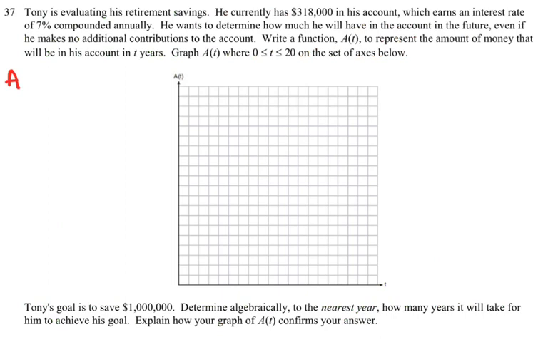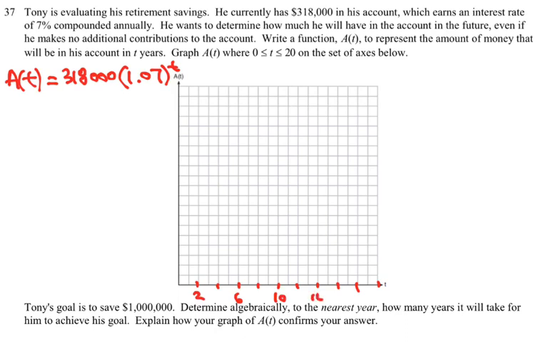All right, number 37. So here we have, he has 318,000 in his account, and then 7% compounded annually. Now, first he wants us to write up the function here. So A sub t is equal to 318,000 times 1.07 to the t, because it's increasing by 7%, so that's the function.